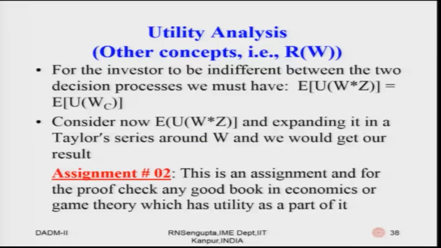Now, consider the function of utility u of W into Z expanded using Taylor series expansion. If you put the terms in, then the functional form of R comes out to be minus W in the bracket u double prime divided by u prime, as we have already stated.